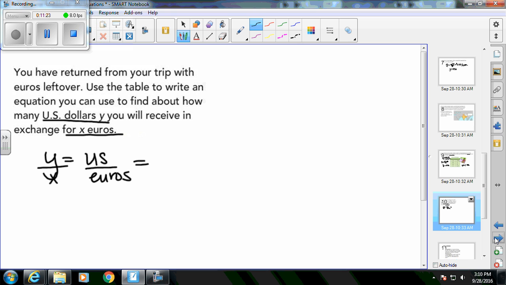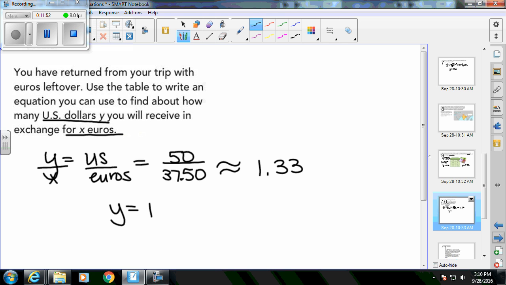So when I go to set this up, looking at my table, I can choose any ordered pair or any point. It's going to be flipped though. So if I have $50 and 37.50 euros, when I go to divide it here, it's approximately 1.33. So when I come home, my exchange rate's going to be the opposite. Okay? For every euro I have, I'm going to get $1.33 back.